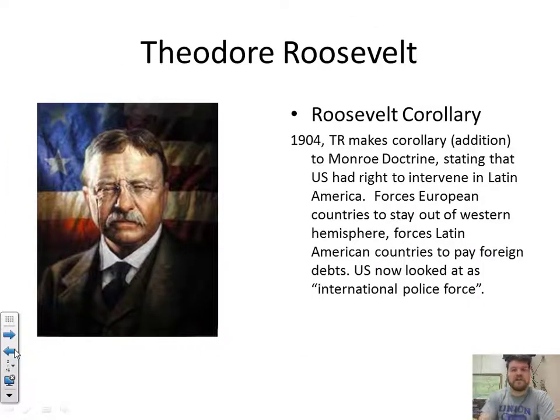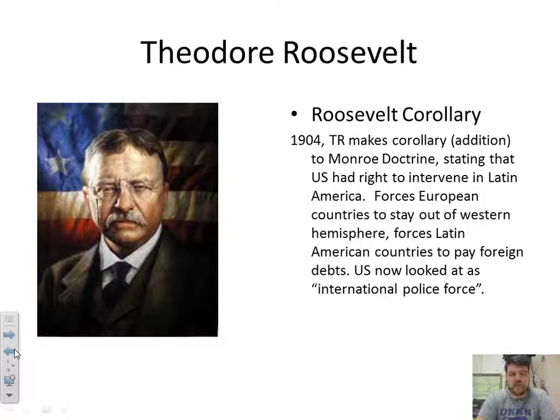So let's start with Theodore Roosevelt. Roosevelt comes up with this plan in 1904 called the Roosevelt Corollary. The word corollary just means in addition to something. And in this case, the Roosevelt Corollary is an addition to the Monroe Doctrine. Now remember, the Monroe Doctrine is 1823.